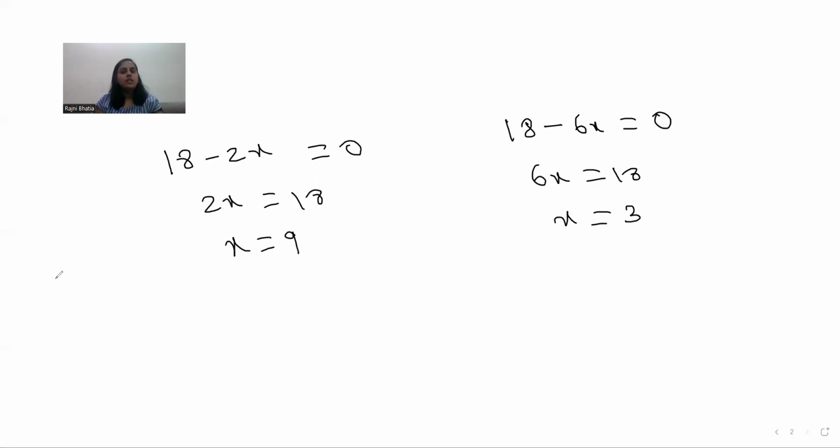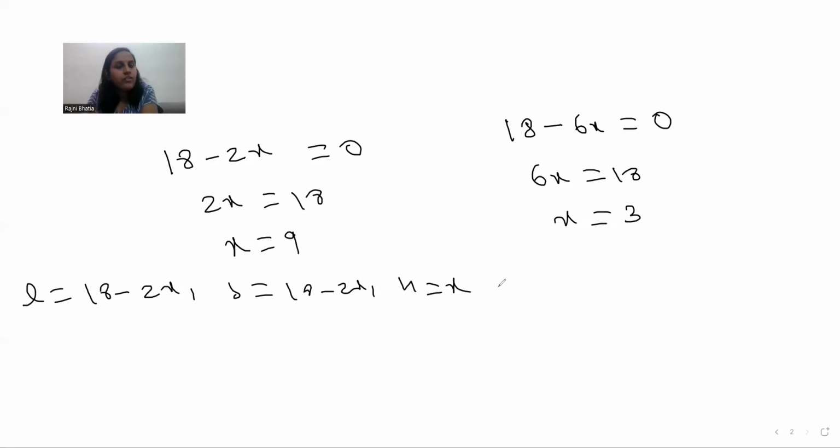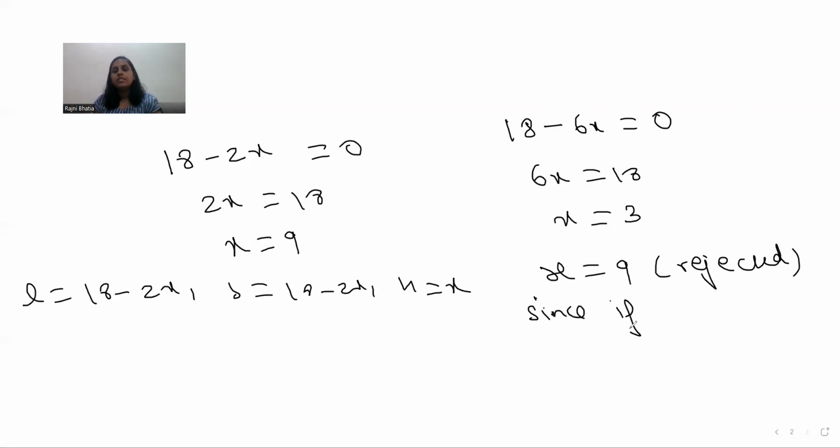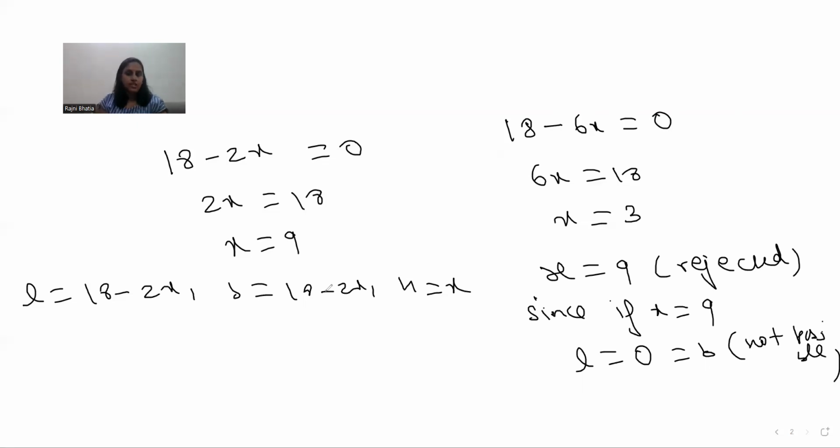Now, first of all, we'll see what our length was. Our length was 18 minus 2x. Our breadth was 18 minus 2x. And our height was x. If the value of x is 9, then our length will become 0. So we are automatically going to reject that value. So x equal to 9 is rejected. Why is it rejected? Because if x is equal to 9, then length will become 0 and breadth will also become 0, which is not possible. So that is the reason we are going to reject x equal to 9.